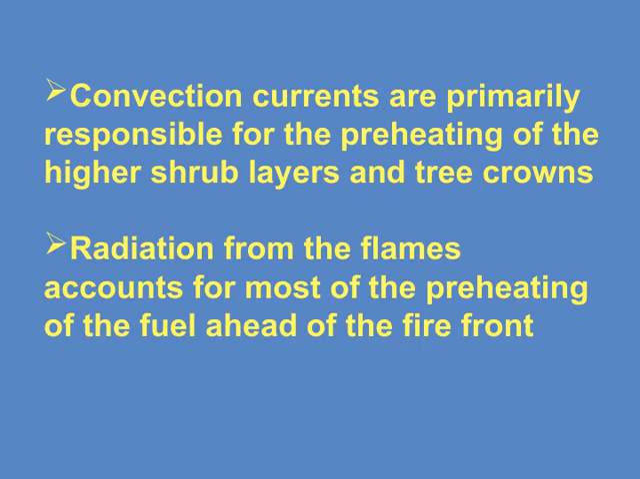Convection currents play a key role in how fire preheats the environment above the ground. They are mainly responsible for warming the higher shrub layers and the crowns of trees, which are often the most vulnerable parts of the forest during a fire. This preheating makes these fuels more combustible and easier to ignite.